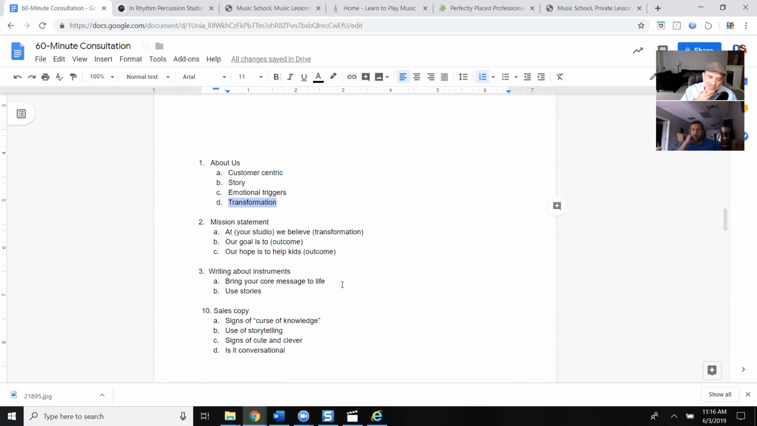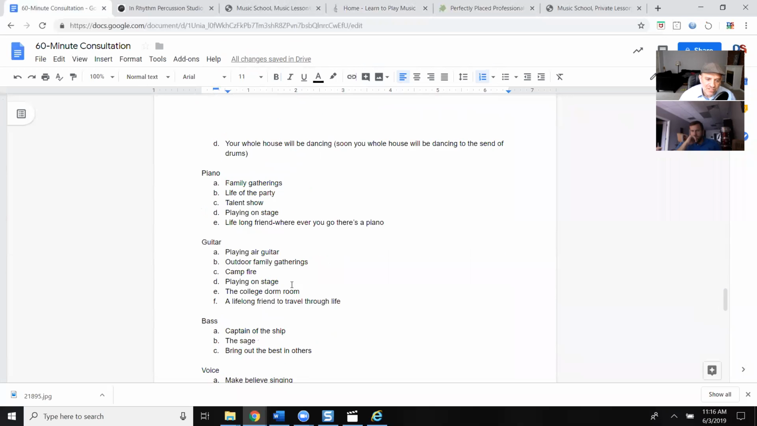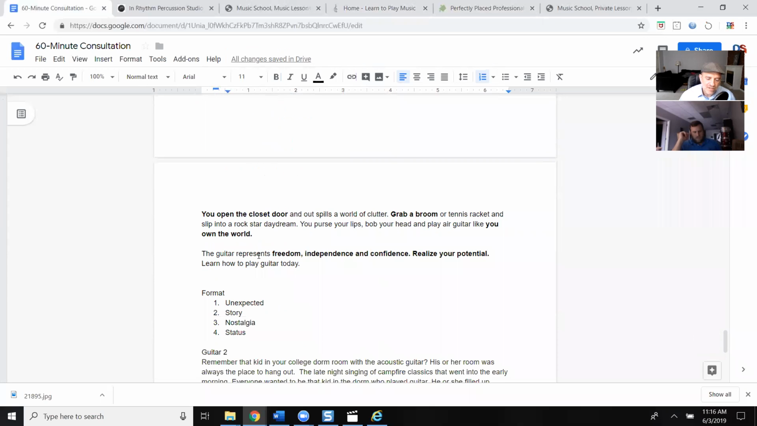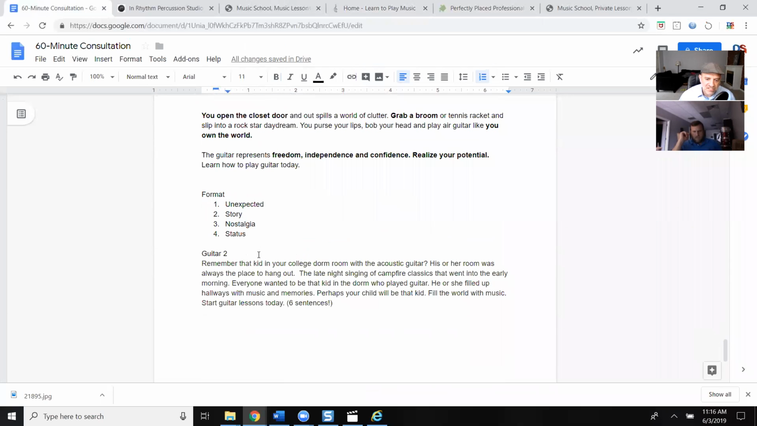And when you write about your instruments, here, I'm going to share with you some, let's see if I have it here. These are different storylines that you can play out. For example, here's some sales copy about guitar lessons. The format is I say something unexpected, I lay out a story, I incorporate nostalgia, and I infuse status. This is how I would describe guitar lessons in my studio.